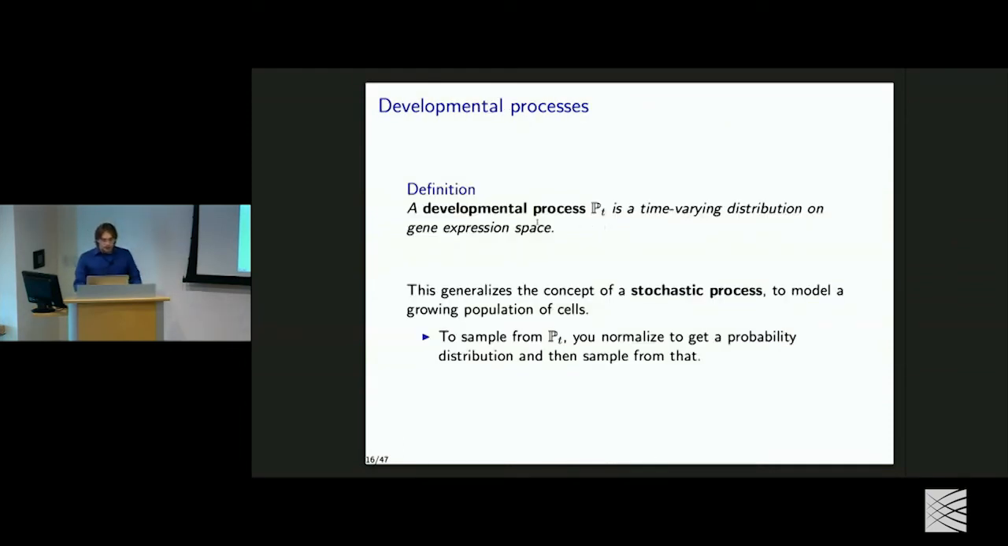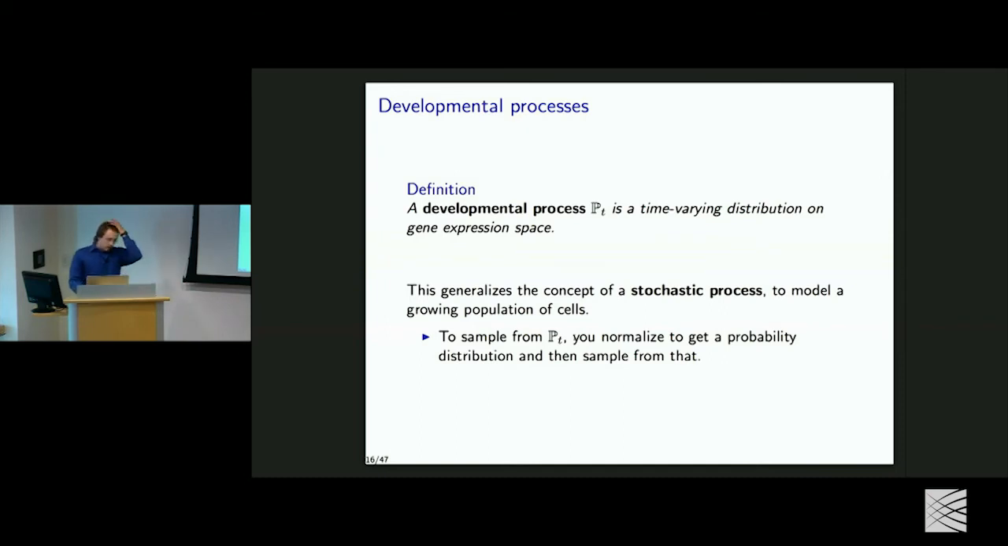So now, just to make a formal definition, we call this a developmental process. This is a time-varying distribution, not necessarily a probability distribution, because the number of cells can change over time. So this developmental process generalizes the concept of a stochastic process because it allows the cells to grow over time. So it doesn't necessarily have total mass 1 at each time point. Okay? And just a technical note, I said we were sampling from this, but to sample from it, you first can imagine normalizing to get a probability distribution and then sampling from that probability distribution.